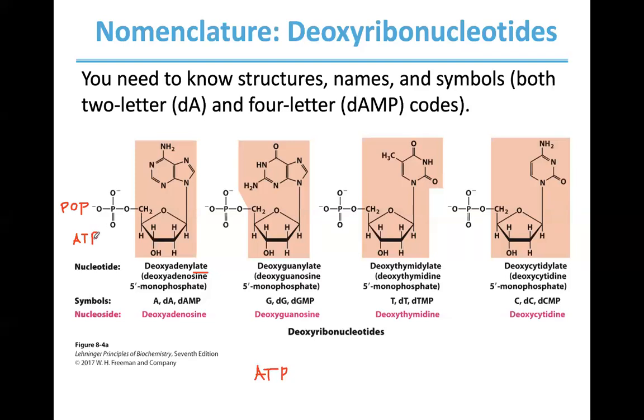Actually, ATP, I think ATP has a hydroxy group, doesn't it? Yeah, I think ATP has a hydroxy group. So this will be then dATP, deoxyadenosine triphosphate. So it's very convenient just to name the nucleoside and then add how many phosphates you have.